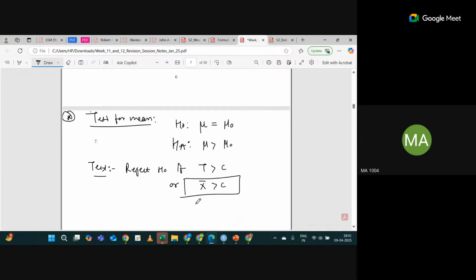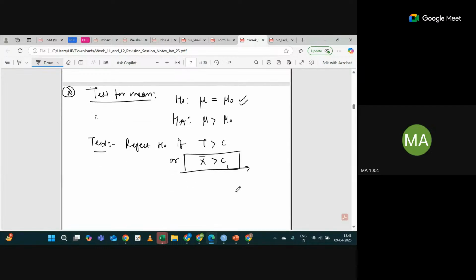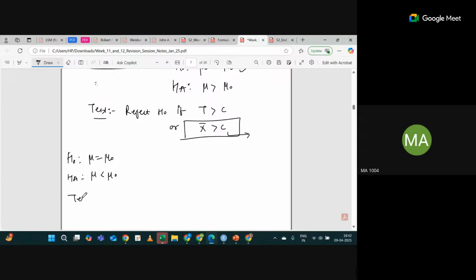This is the claim about the population parameter. Based on the sample, you will test for this, and basically you will find the critical value, and then see whether x bar, which is given to us, is greater than c. Then you will reject, otherwise you will accept it. Suppose the scenario is mu equal to mu naught, and the alternative is mu less than mu naught. What will be your test? X bar is less than c. You reject H naught if x bar is less than some critical value.